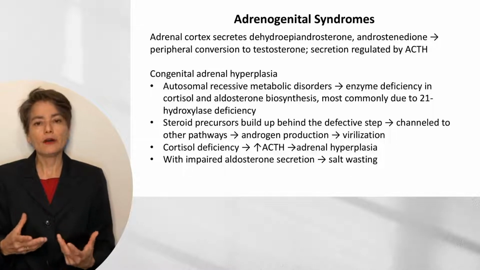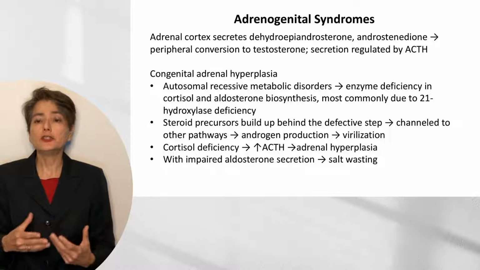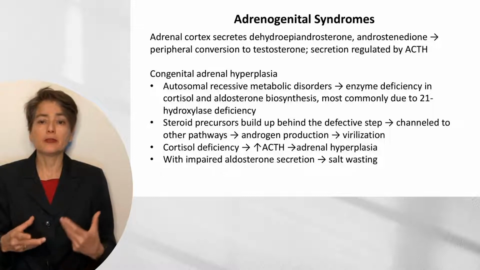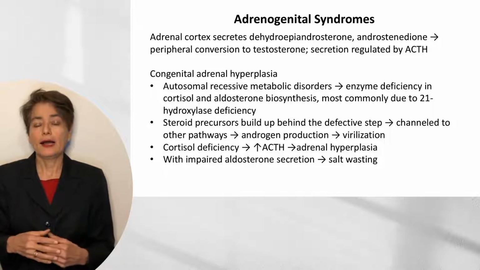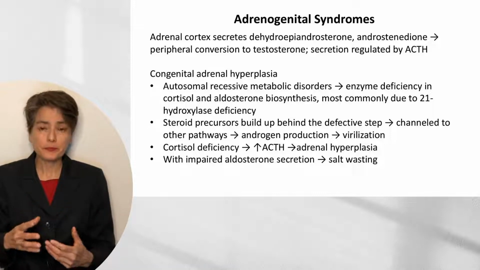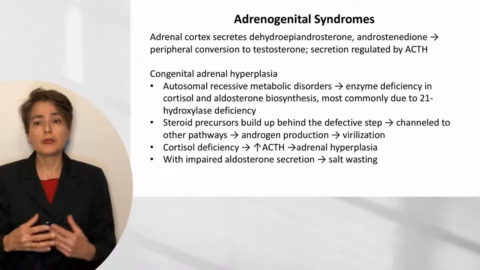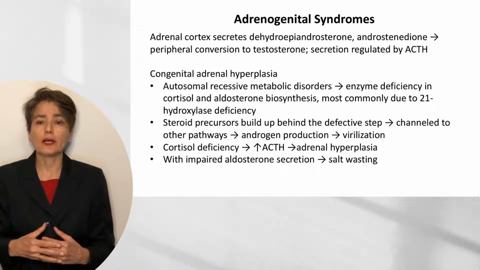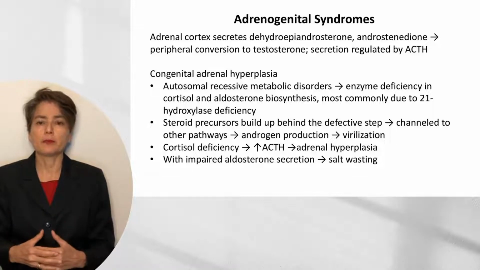Now, what these are is a group of autosomal recessive metabolic disorders that are due to some enzyme deficiency in the production of cortisol or aldosterone or both. And depending on the mutation, you can see a range of effects. Now, the most commonly mutated is going to be 21-hydroxylase deficiency. That must be the most common cause of congenital adrenal hyperplasia.